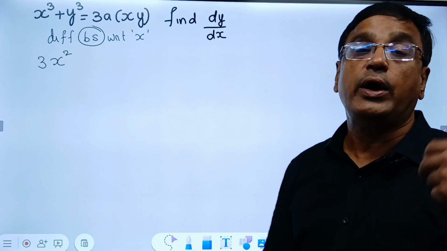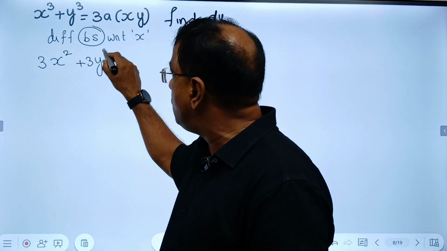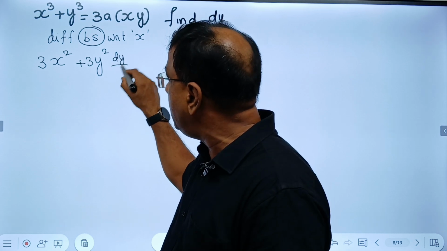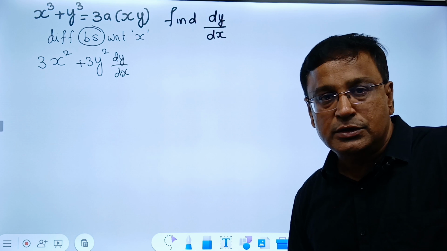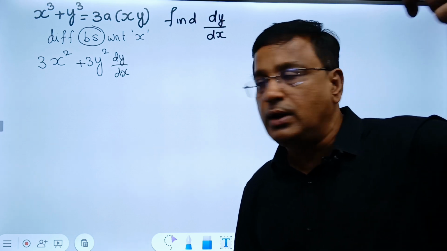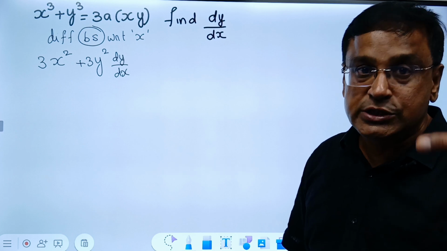Now what is differentiation of y cube? Differentiation of y cube will be 3y square into dy by dx. Why? Again I am repeating, y cube. First I differentiate the power. Differentiation of power is 3y square. Then I differentiate the base. What is differentiation of y? dy by dx. I am using chain rule.